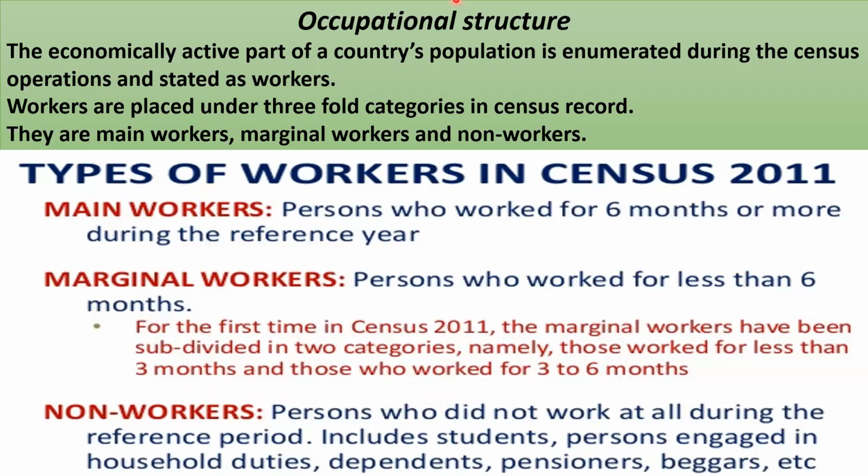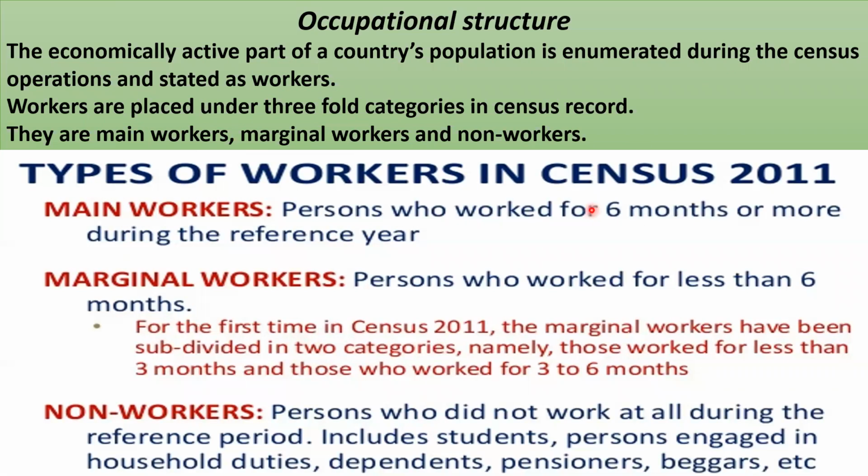Occupational structure. The economically active part of a country's population is enumerated during the census operations and stated as workers. Workers are placed under threefold categories in the census record. They are main workers, marginal workers, and non-workers. And who are main workers? The persons who work for 6 months or more during the reference year are considered as main workers. Marginal workers are the workers who work for less than 6 months.